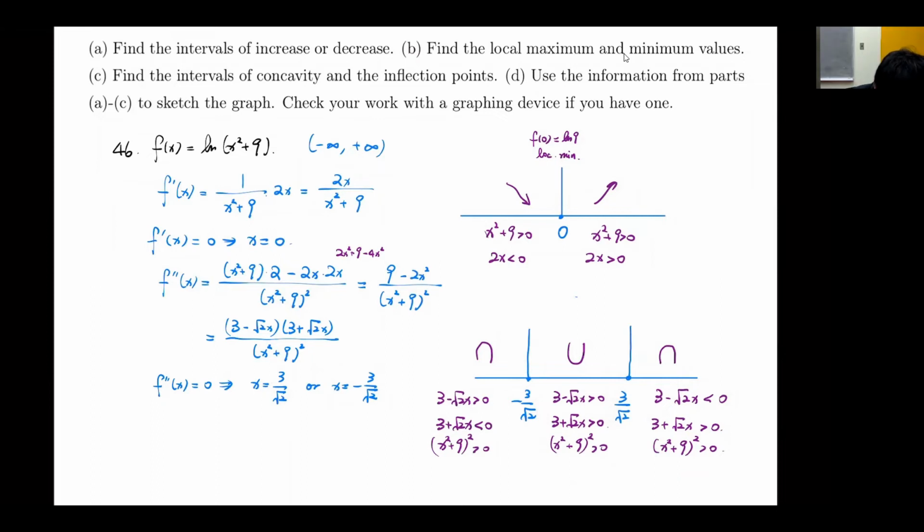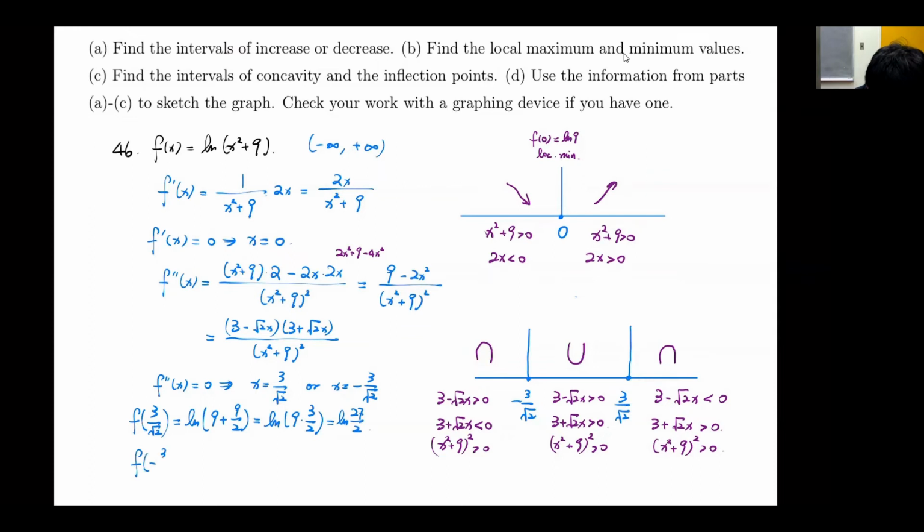So that means I need to figure out f of 3 divided by root 2. I need to figure out the number for this, but this is simply going to be natural log of 9 plus 9 divided by 2. So this will be natural log of 9 times 3 over 2. What is that thing? I will simply write it as natural log of 27 over 2, and I will just leave it there because I don't really know how to further simplify this.